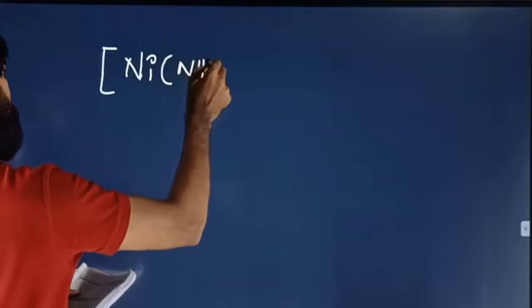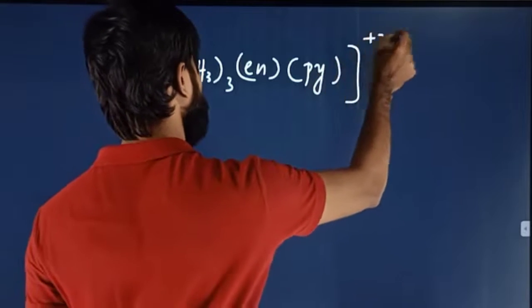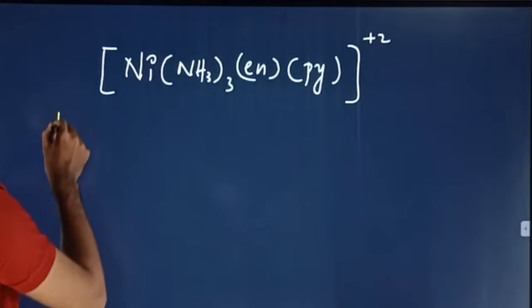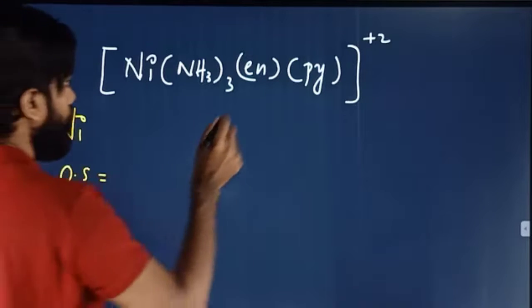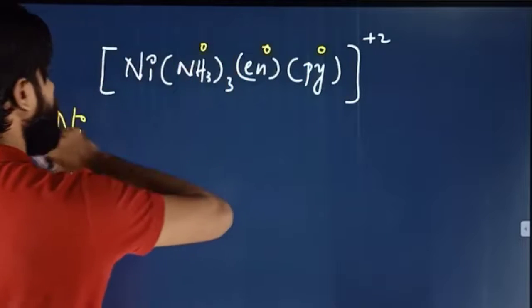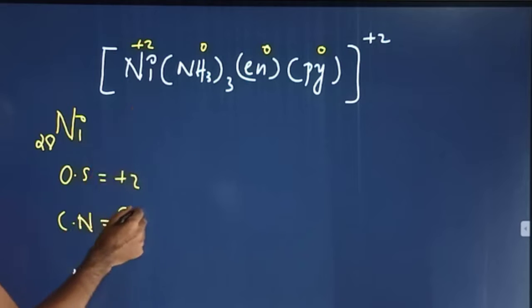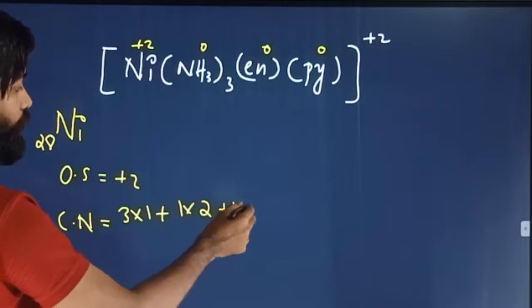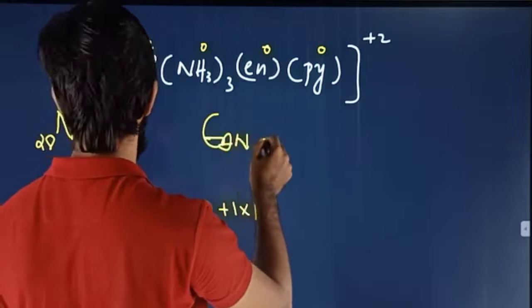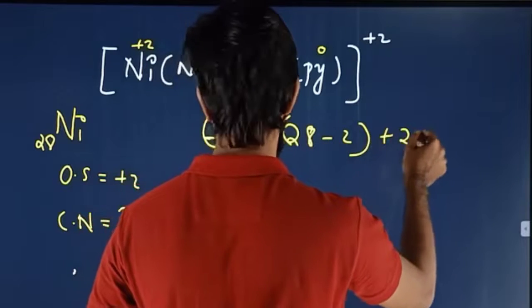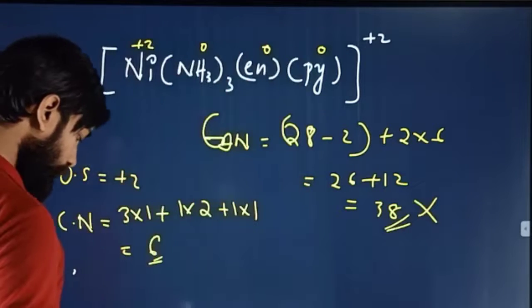Ni(NH3)3(en)(py) of plus 2. Nickel, with atomic number, iron, cobalt, nickel, copper, zinc, so nickel has atomic number 28. Oxidation state: you know, pyridine has 0 charge, ethylenediamine has 0 charge, ammonia has 0 charge, so nickel is in plus 2. And coordination number: ammine 3, denticity 1; ethylenediamine 1, denticity 2; pyridine 1, denticity 1; 3 plus 2 plus 1, fine, 6. So EAN is equal to 28 minus 2 plus 2 into 6, so that's equal to 38. EAN not valid.